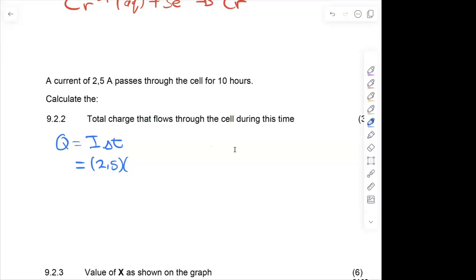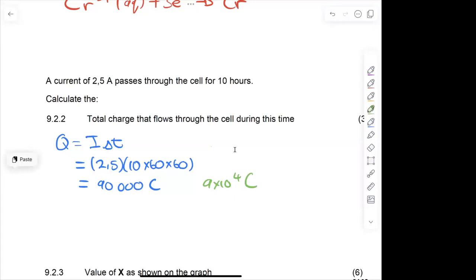The delta t was given to us in hours. Remember, in SI units for science, time is measured in seconds. So we say 10 hours times 60 for minutes and times 60 again for seconds. When you plug that into your calculator, it's a very simple calculation. You should get a final answer of 90,000 coulombs, or you can write it as 9 times 10 to the power of 4 coulombs. The units are very important. If you don't include the units, you're going to lose a mark. Hope that makes sense to you guys.